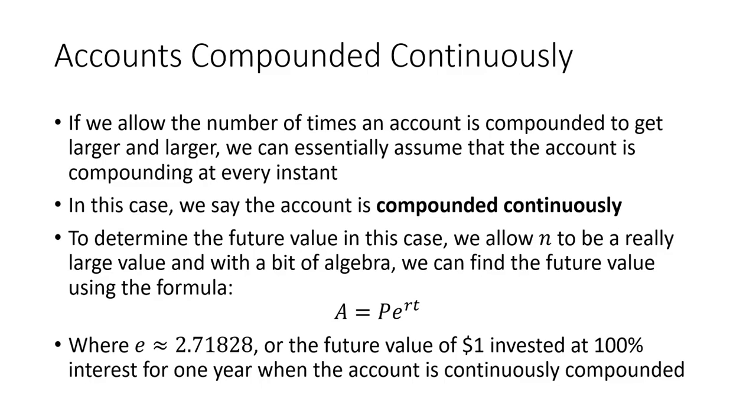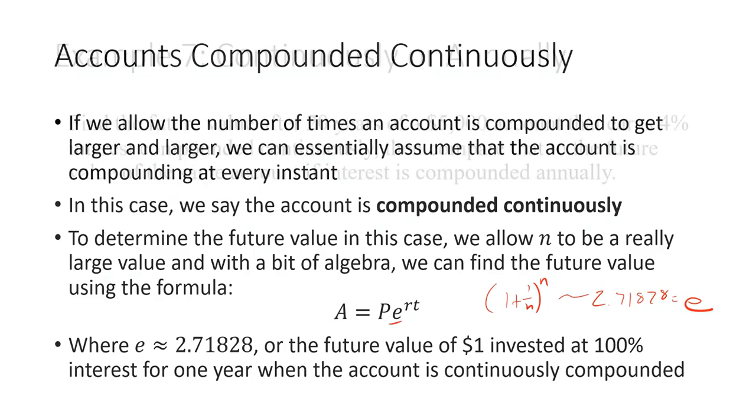If you do that, you find that (1 + 1/n)^n, as n gets really, really big, approaches a value known as 2.71828, which is written as a lowercase e. And so this e is a number somewhat like pi. It's an irrational number, but it's always the same number every time. e is essentially just the future value of $1 invested at 100% interest for 1 year when you continuously compound the account.